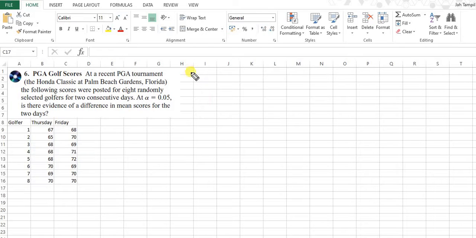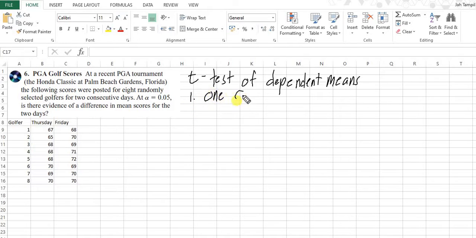So let us see if this problem is actually for the test of dependent means. Remember, the condition for us to have a t-test of dependent means would be there is only one sample, but we actually have two data sets. So let's see our data to see if we will follow this condition.